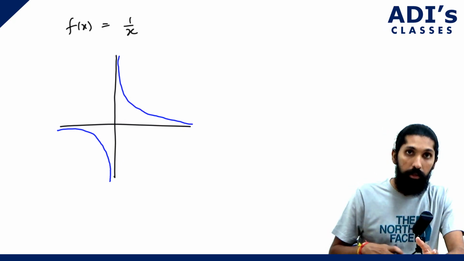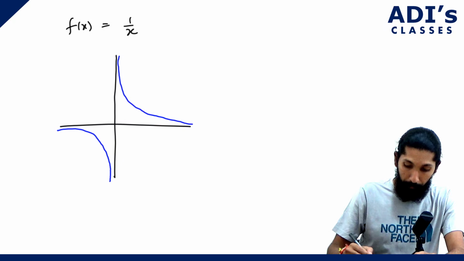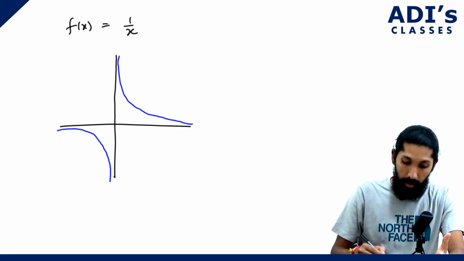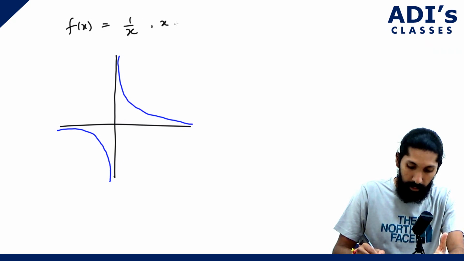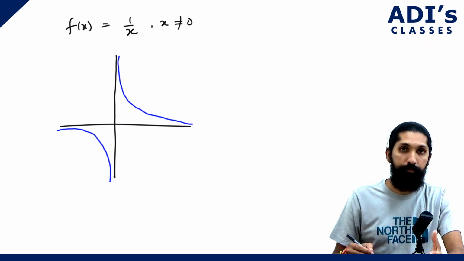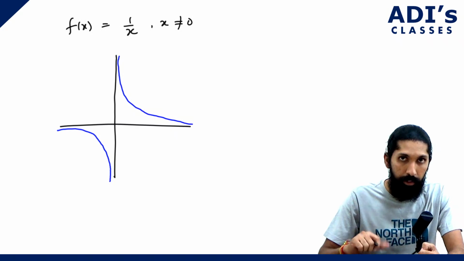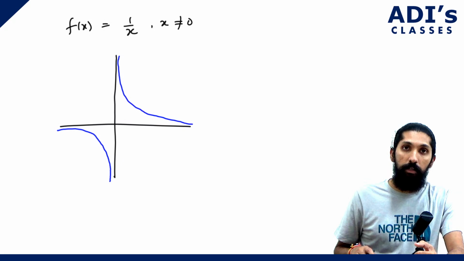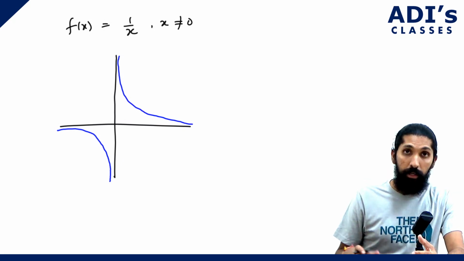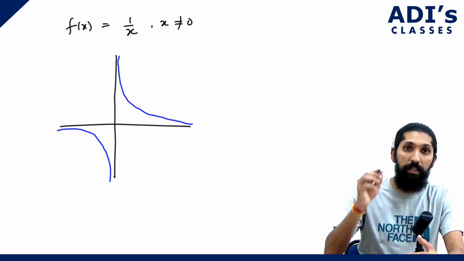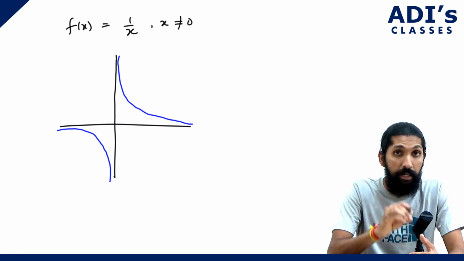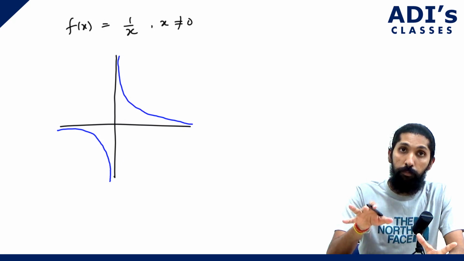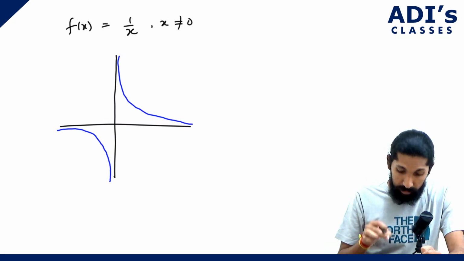Now here, suppose I take a point x is equal to 0. Of course, you cannot take x as 0, because when we define this, we always say x is not equal to 0. 1 by 0 can never be defined. So in this case, is my function continuous at x is equal to 0? Is it possible? No, it's not possible.